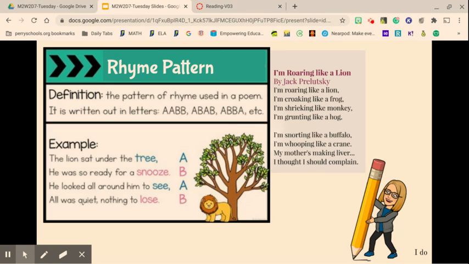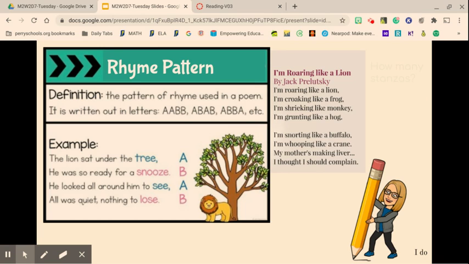On the right side, I Am Roaring Like a Lion by Jack Pulaski. I am roaring like a lion, I'm croaking like a frog, I'm shrieking like a monkey, I'm grunting like a hog. I'm snorting like a buffalo, I'm whooping like a crane, my mother's making liver, I thought I should complain.